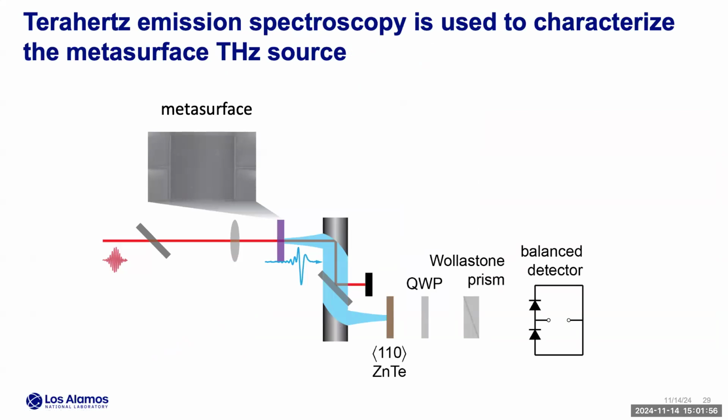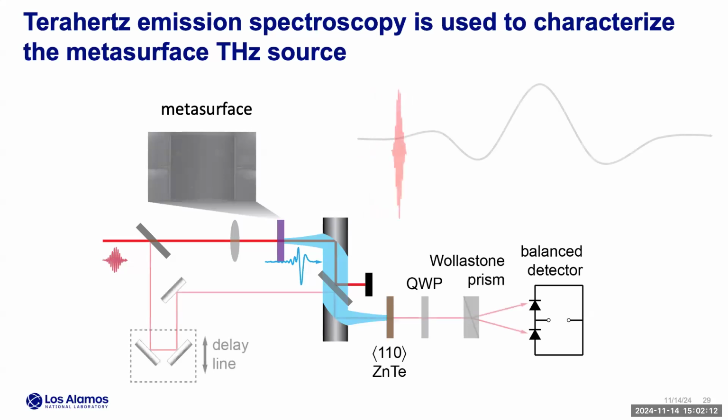So we have our ultra short pulse. We have our metasurface. We put it into a zinc telluride optoelectronic crystal in order to measure the terahertz waveform by scanning a delay line. So we scan the optical pulse across the terahertz waveform, and we get a waveform out.